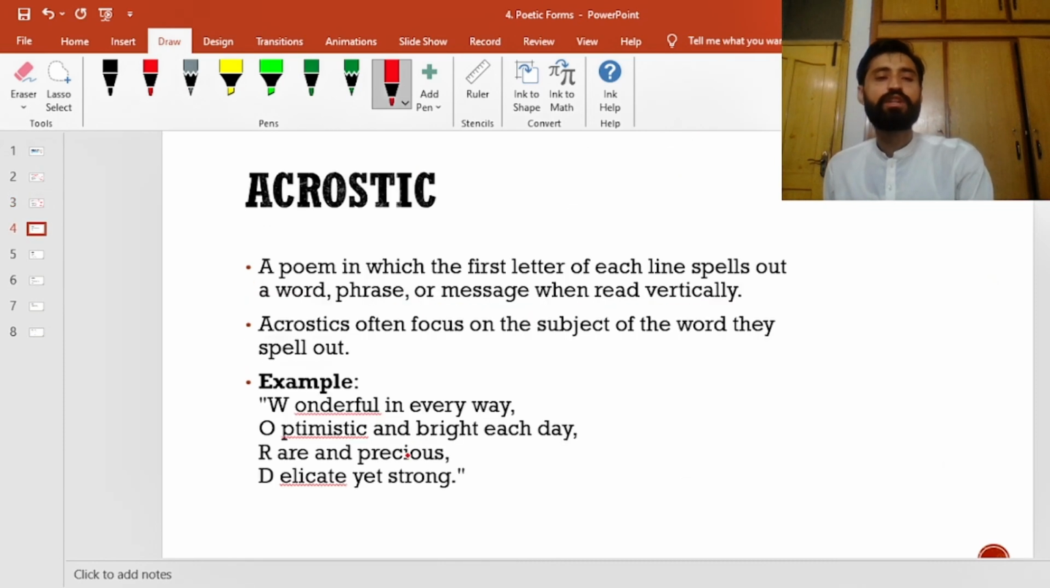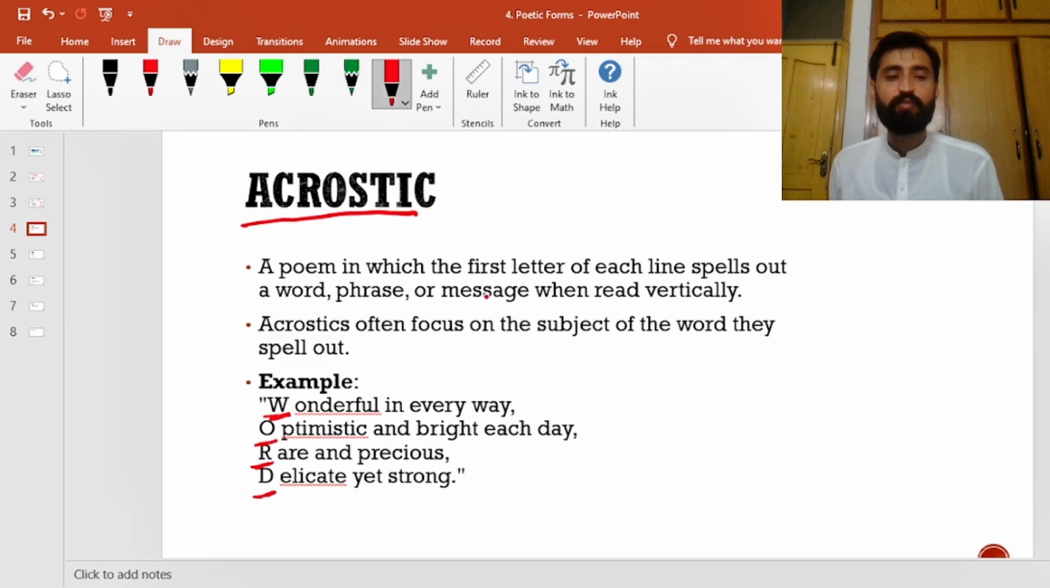Now let's move on to the next one, that is acrostic. It's another verse form. Let's find out what we have in acrostic. The first thing is that it is a poem in which the first letter of each line spells out a word, phrase, or message when read vertically. We'll have to understand it from an example so as to make things easy. Acrostics often focus on the subject of the word that is spelled out. As we said, it is a poem in which the first letter of each line, look at the first letters, spells out a word.